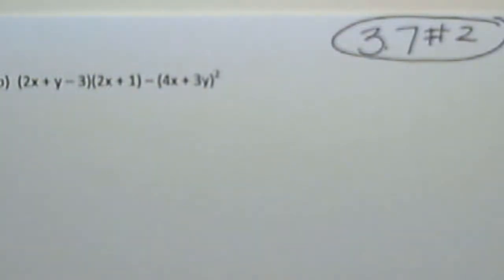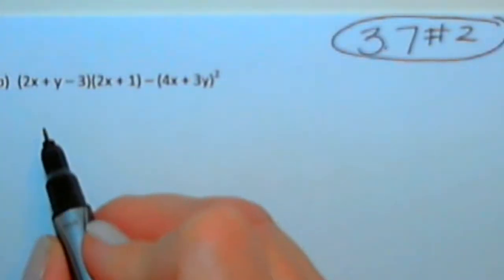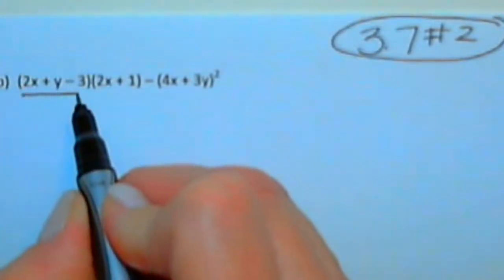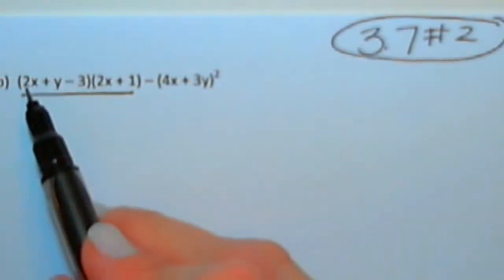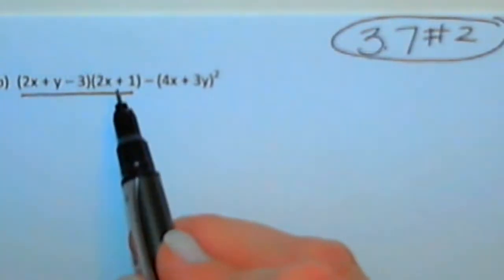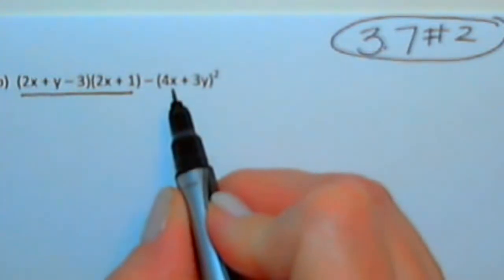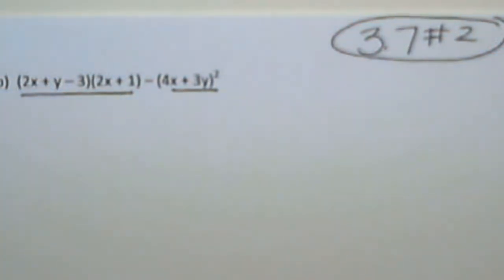This is 3.7, number 2. And this is just going to be one question that we're going to simplify. And the trick in this one is that we've actually got these two multiplied together. And you also have a trinomial times a binomial. And then we have this binomial with a squared sign.